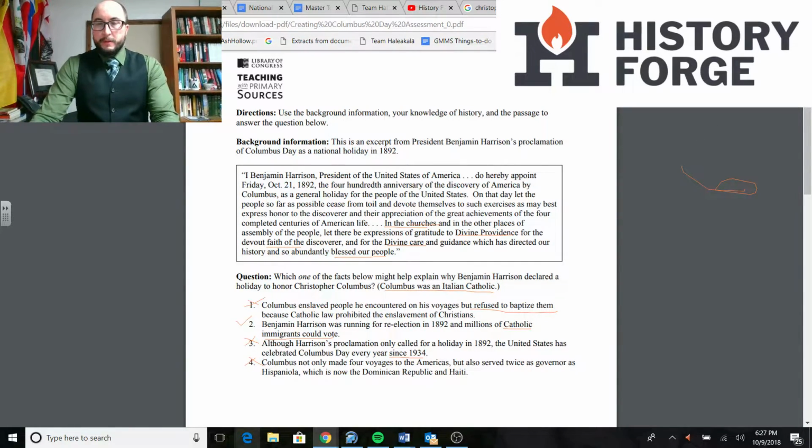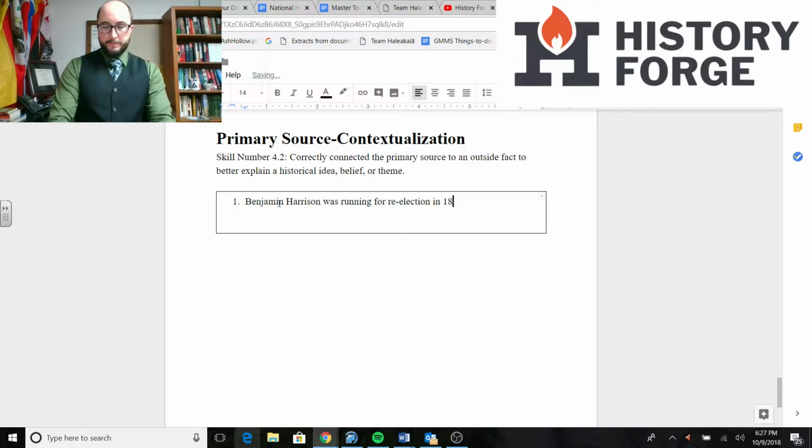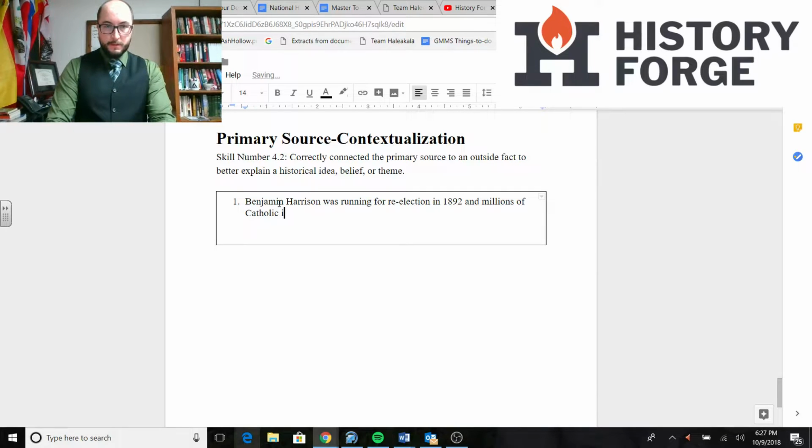And so what I would do is, here, I'm going to move my primary source over to my other computer so I can see and type at the same time. So I'm going to say number 2 is the correct answer. I'm going to say Benjamin Harrison was running for re-election in 1892, and millions of Catholic immigrants could vote.